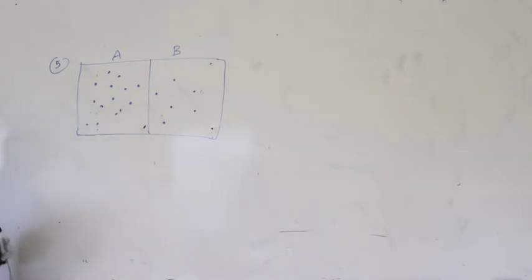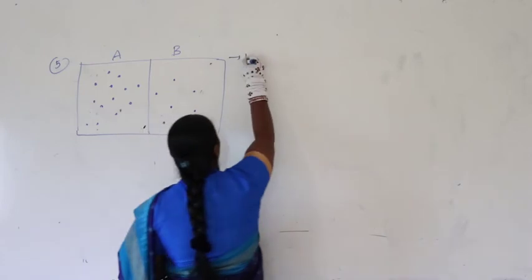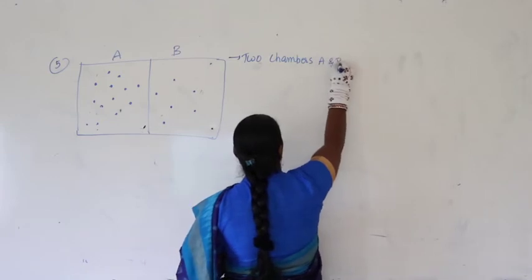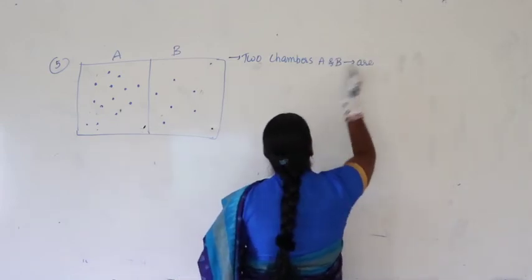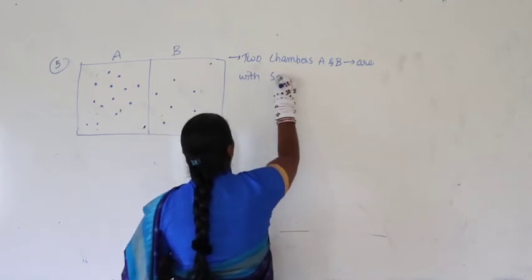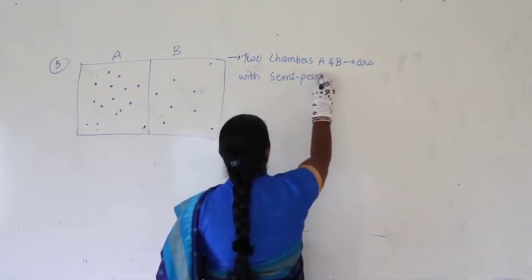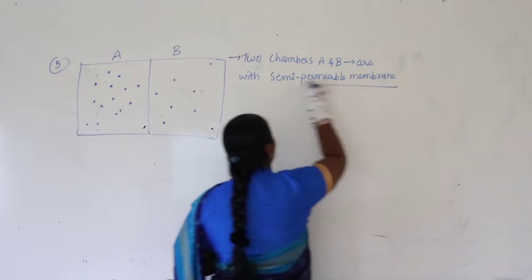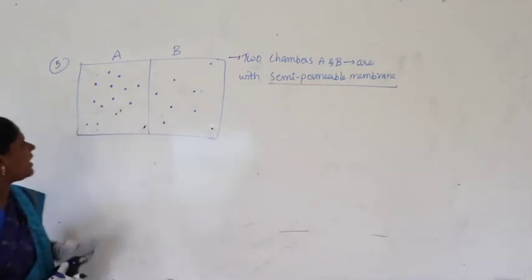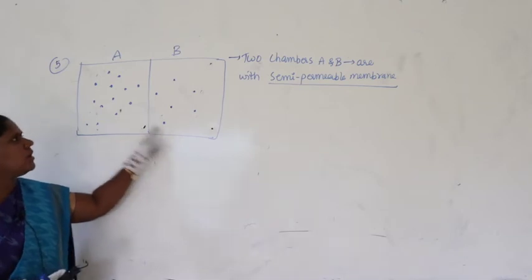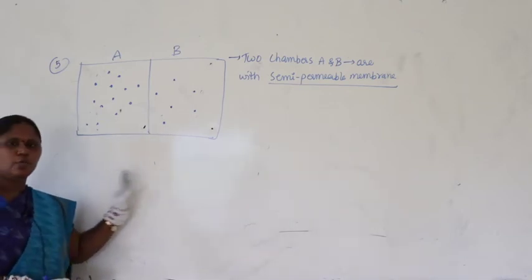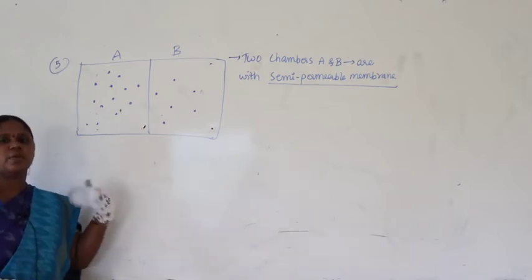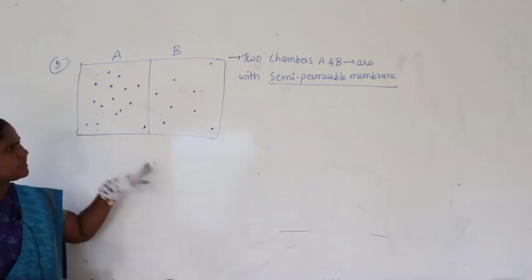Right. Now, the two chambers in the question, A and B, are with a semi-permeable membrane. When two chambers A and B are with a semi-permeable membrane, then they may ask you a question about the water movement and the solute molecules movement, the chamber which has higher water potential, the chamber which has lower water potential. The question may be asked in any of the forms.